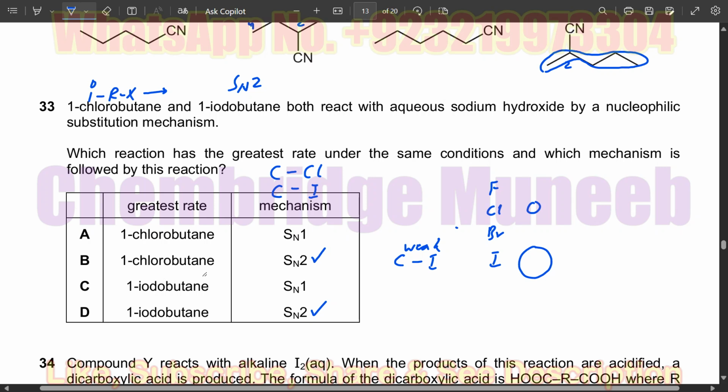So iodobutane will give the faster rate of reaction. So the right option is D.